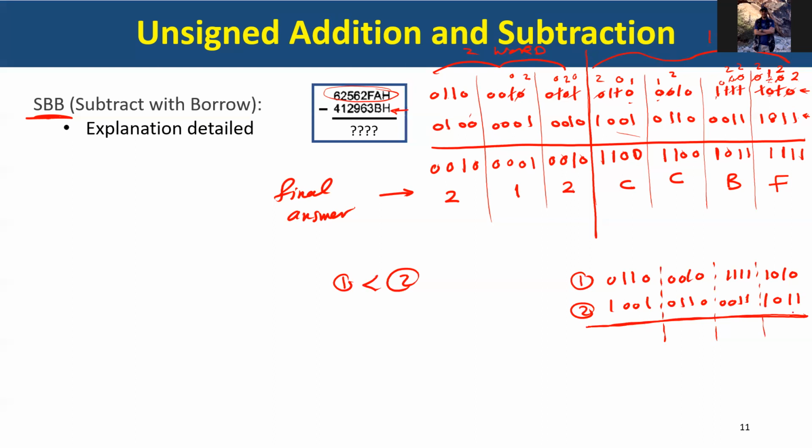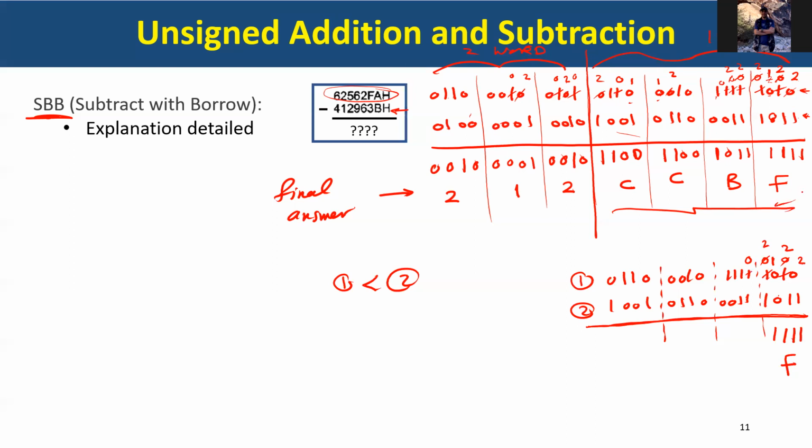So 0 minus 1 can't happen, so we're gonna borrow that guy. This guy will be 0, and this guy will be 2. 2 minus 1 is 1. 0 minus 1 again can't happen. We can't borrow from the third bit, so we borrow from that guy. This will be 0, this one will be 1, and this guy will be 2. 2 minus 1 is 1. 1 minus 0 is 1. 0 minus 1 can't happen, so we're gonna borrow that guy. That guy will be 2. 2 minus 1 is 1. Again, F. And you must have the same result, as we will see.